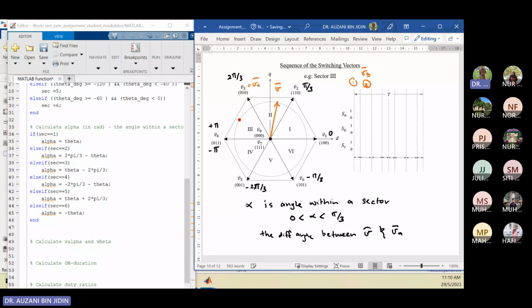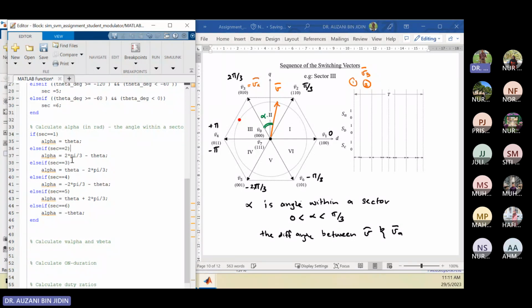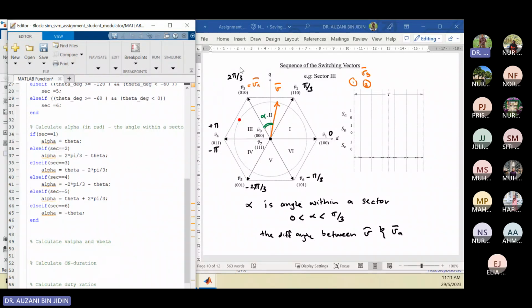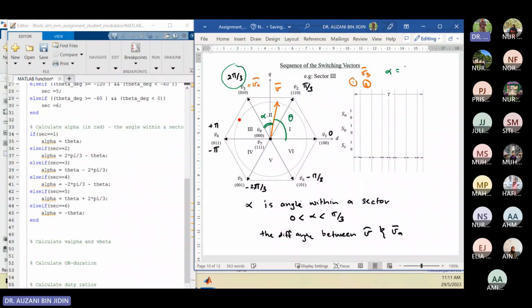So the alpha will be here, this is your alpha. If you look at the coding here for sector 2, to calculate alpha, it is the difference between 2 pi per 3 and the angle of the space vector, let's say this is theta. Clear? So for sector 2, your alpha will be the difference between 2 pi per 3 and theta. It will be here, this line. Okay?